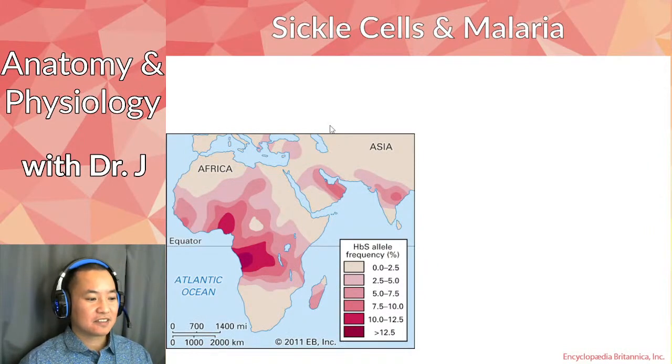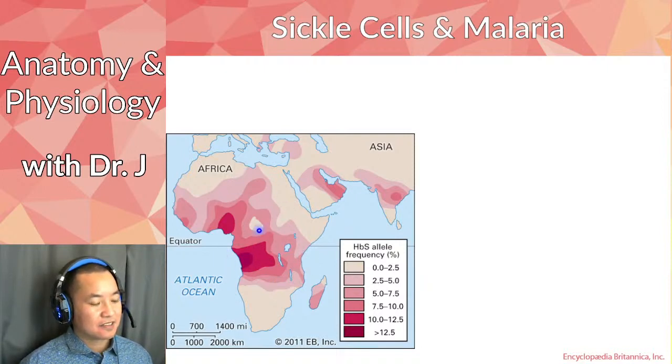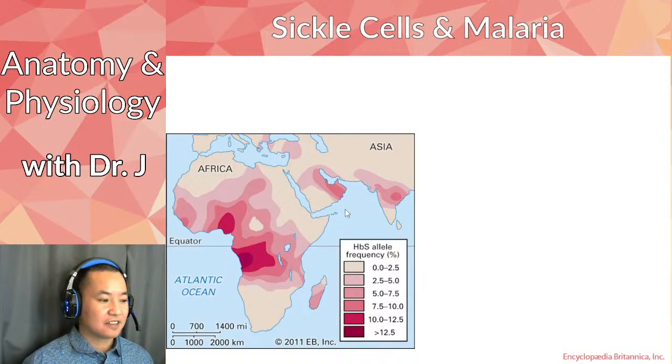Now, this HbS allele frequency means how often you find this in the human population. What we have is Africa over here, and you see that this sickle cell trait is found a lot in sub-Saharan Africa, but also in the Arabian Peninsula and on the Indian subcontinent over here as well. You also have some occurrence of this along the Mediterranean.